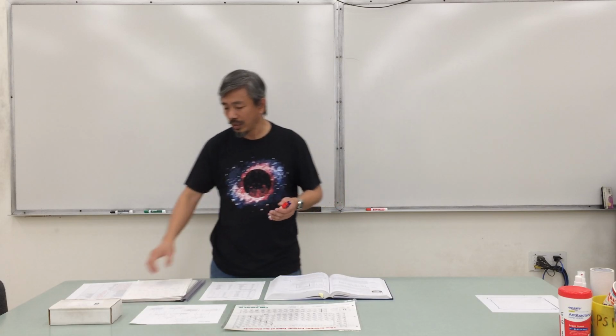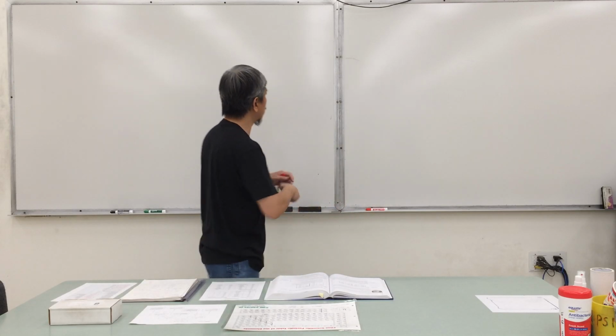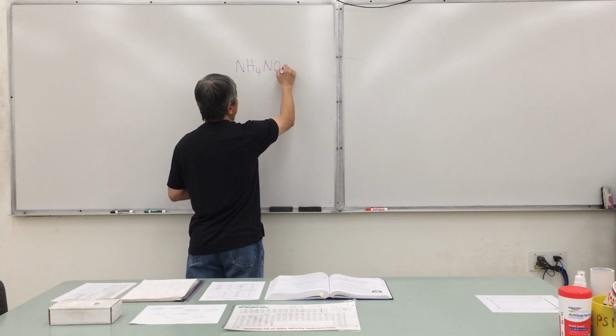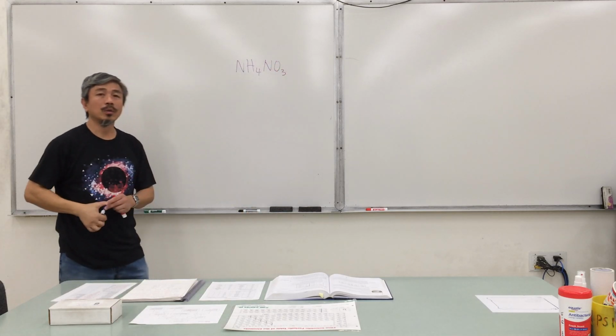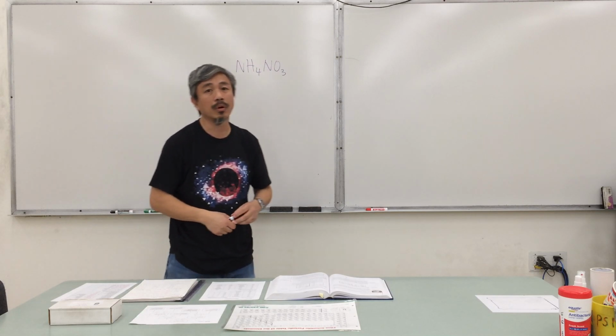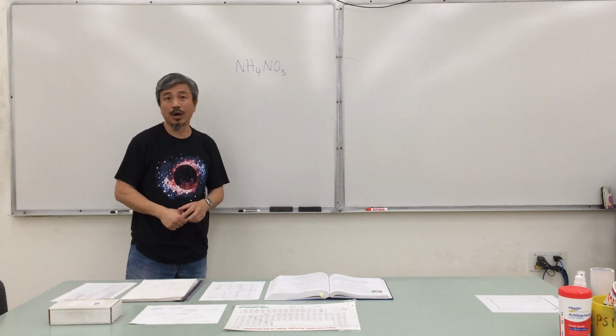Before we get to that, what if you look at a formula that is not a binary formula, that does not have a metal? Then what do you do? What if you see something like this? Let's say I have this particular compound. Notice in this case you have 1, 2, 3 different elements. So this is not a binary anymore. And you look, there's no metals involved.